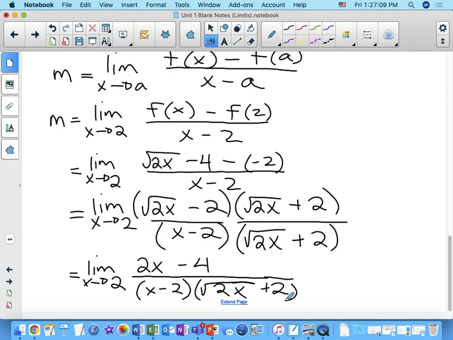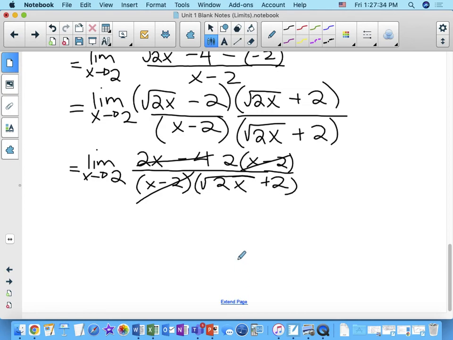What can you do with this? Factor it, yeah. This is 2 times 2x, or 2 times 2 times x minus 2. There we go. Right? And then the x minus 2's cancel. And you're left with 2 in the numerator and square root of 2x plus 2 in the denominator. And now you can sub in, right? So this is going to become 2 over the square root of 2 times 2 plus 2. And that also works out to be 1/2.